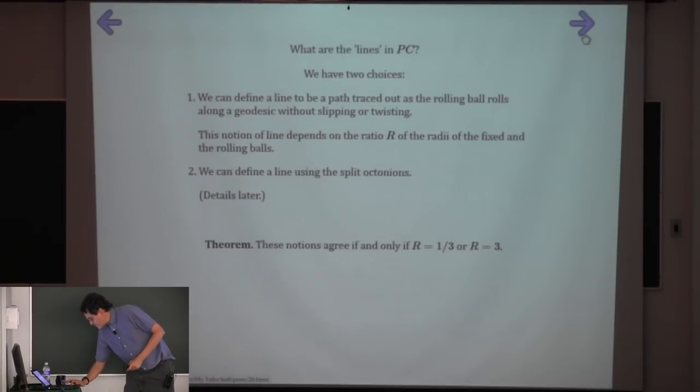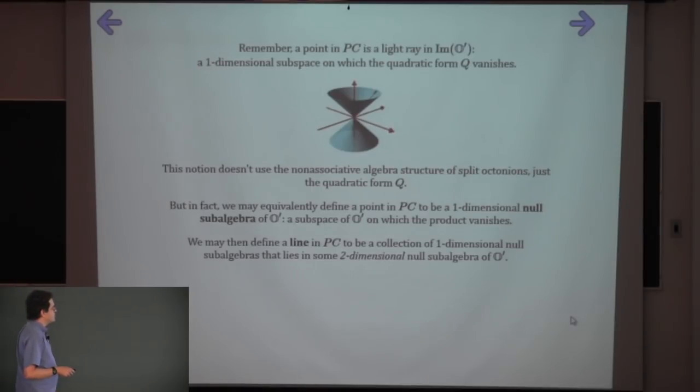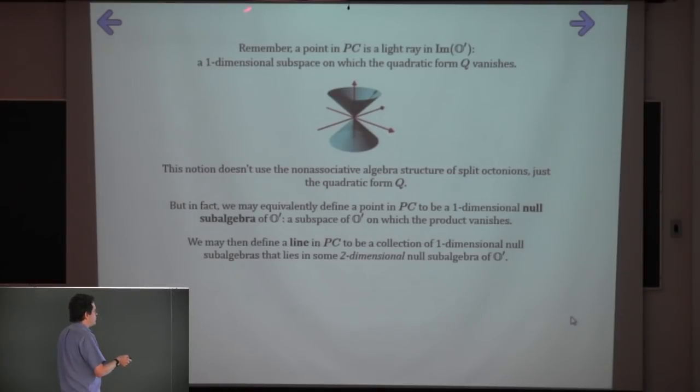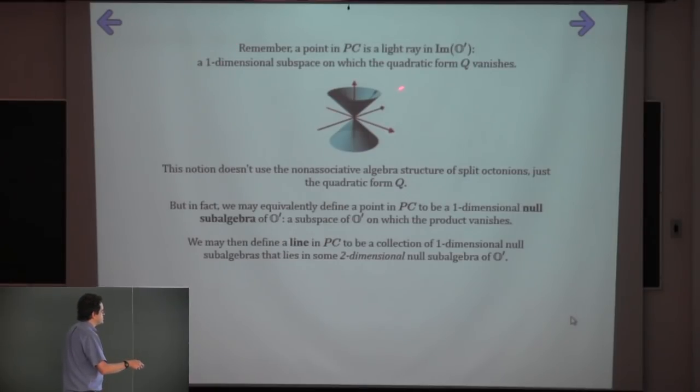So let me be a little more precise about that. Remember what this projectivized light cone, PC, is. A point in PC is a light ray, that is, a collection of vectors that are all multiples of the same vector on which the quadratic form vanishes. So it's a one-dimensional subspace on which the quadratic form vanishes. So one of these rays in this cone.